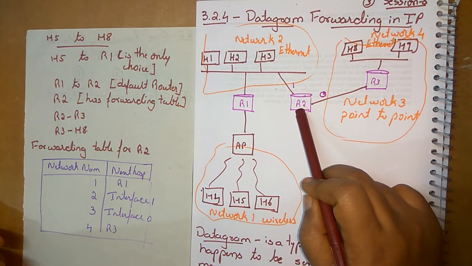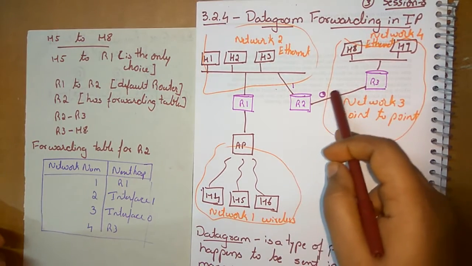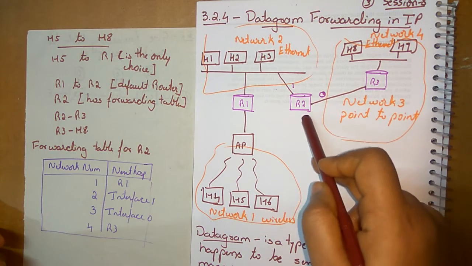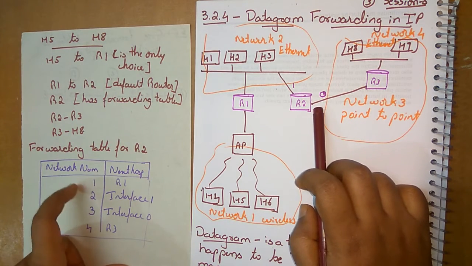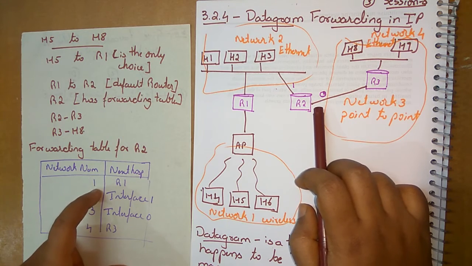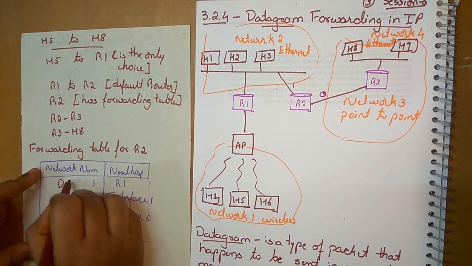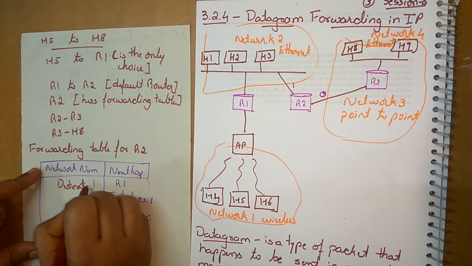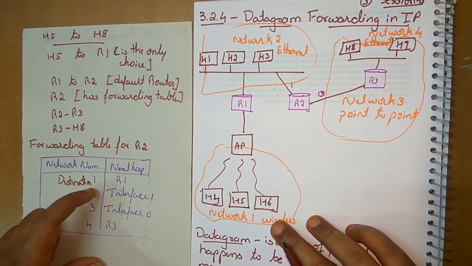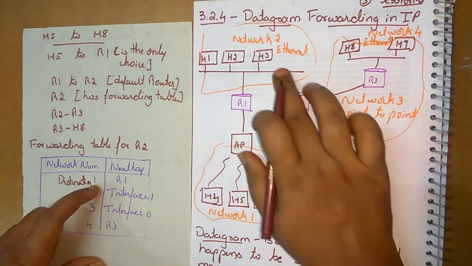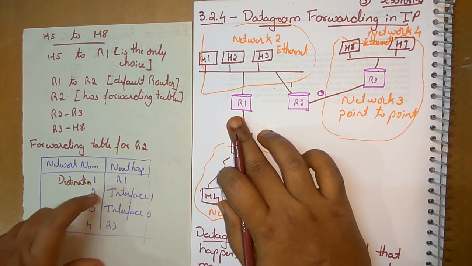And from R2, see here, there are two paths, 1 and 0. It will refer to the forwarding table which is maintained here. How? If the destination network number is 1, I will write it here. Where is network number 1? It is here. So R2 has to pass it to the router R1. Like that, we have written here.